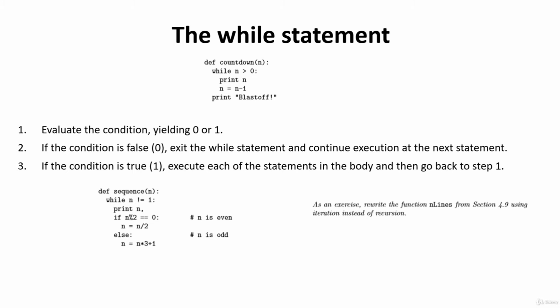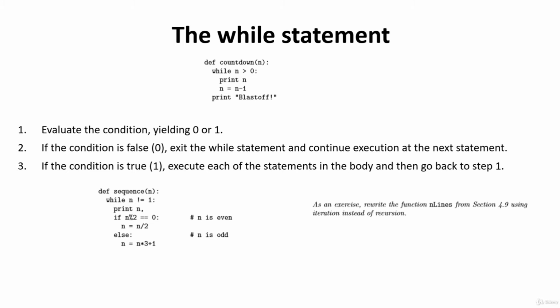odd. If it is even, the value of n is divided by 2. If it is odd, the value is replaced by n times 3 plus 1. For example, if the starting value, the argument passed to sequence, is 3, the resulting sequence is 3, 10, 5, 16, 8, 4, 2, 1.